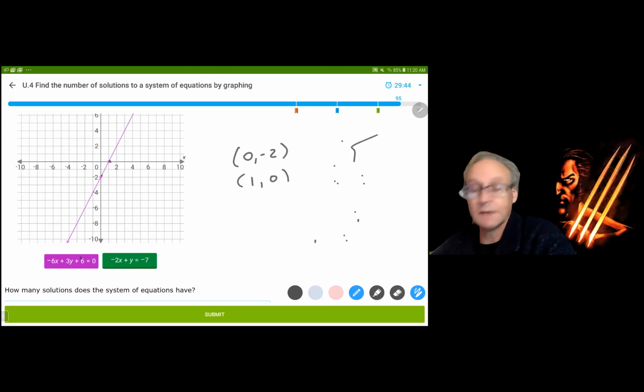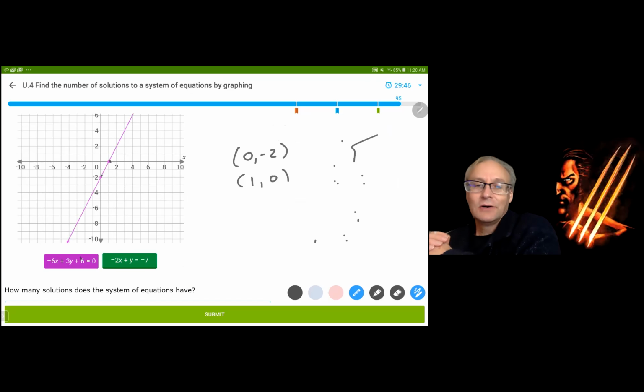Now I need the green one. The easiest way to do this is, you see how I have a positive y there? I'm going to solve for y. Simple, simple, simple. All I have to do is add 2x to both sides. I'm going to write it, -2x plus y equals -7, and I add 2x to both sides. And look at what we got there: y equals 2x minus 7.